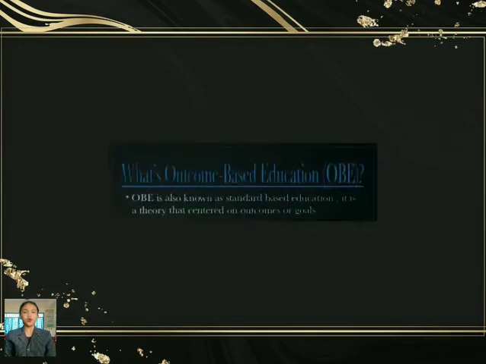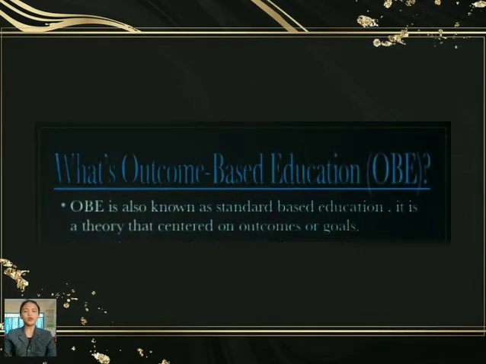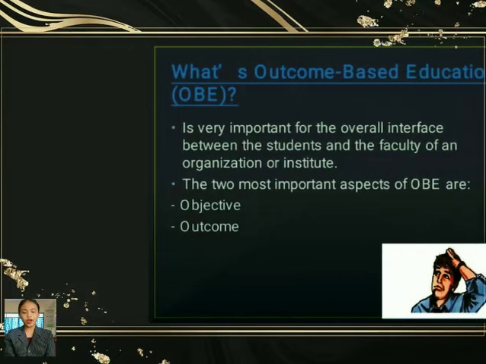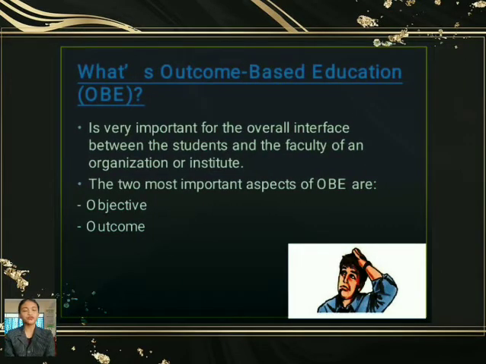What is OBE? OBE is outcome-based education. OBE is also known as standard-based education. This is a theory that's centered on outcomes or goals, which means we are shifting our focus. We are no longer focused on trying to finish everything that we need to finish for the entire school year. Our focus is that our students should reach the goals or outcomes that we have set for them. In addition, OBE is very important for the overall interface between the students and the faculty of an organization or institute.